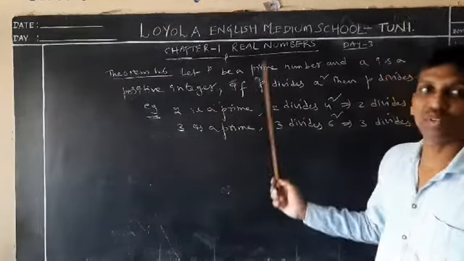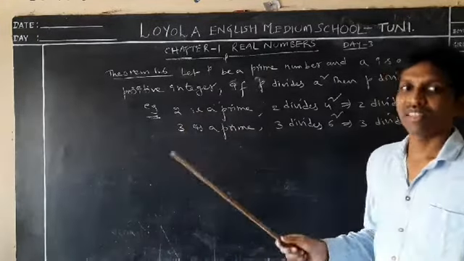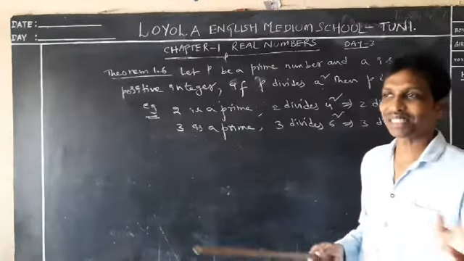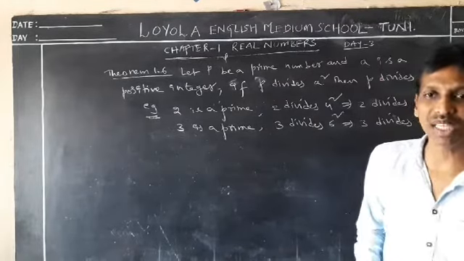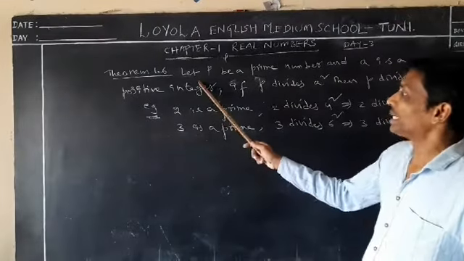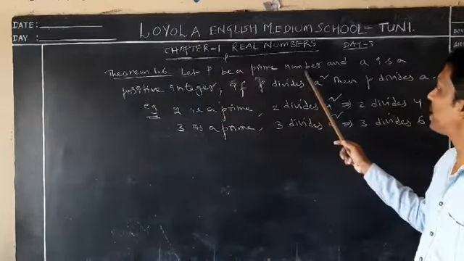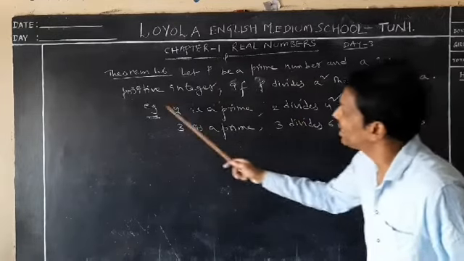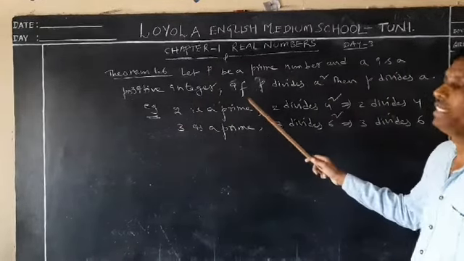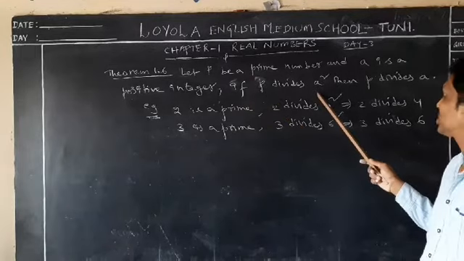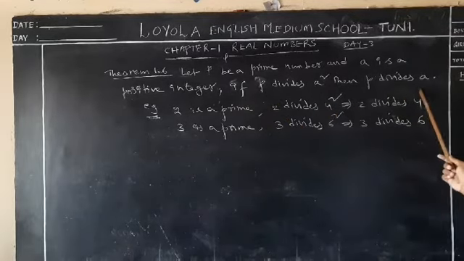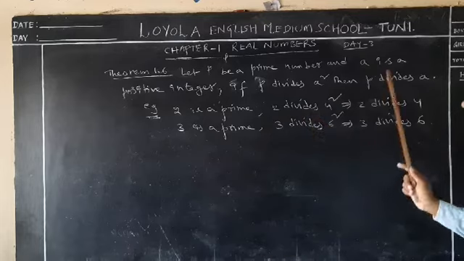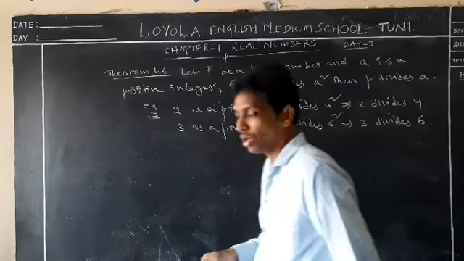with theorem number 1.6. We don't want to bother about the proof. We just want to go through the statement only. Let P be a prime number and A a positive integer. If P divides A square, then P divides A also. This is a small theorem.